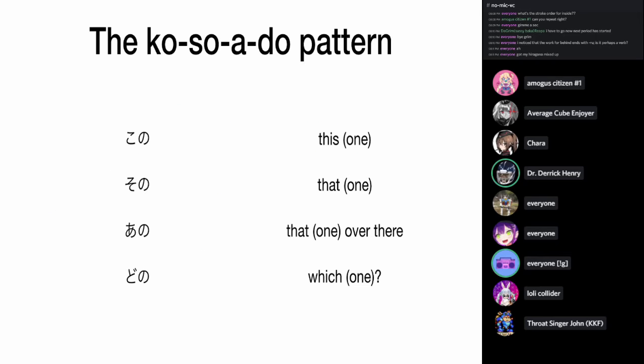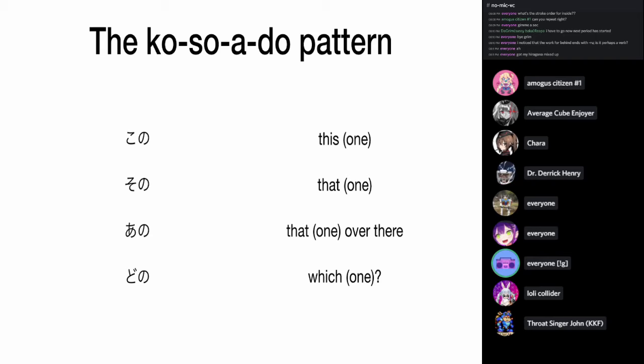Okay, so we're going to go back to the koso ado pattern here, and we're going to talk about the kono sono ano dono. So we'd already talked about kore sore are dore, to talk about this, that, and then which. Kono, sono, ano, and dono specifically refer to this one, that one. So when you're singling out a specific object and you want to talk about specifically one object, rather than talking about one of a group of objects, you're saying this one specifically.